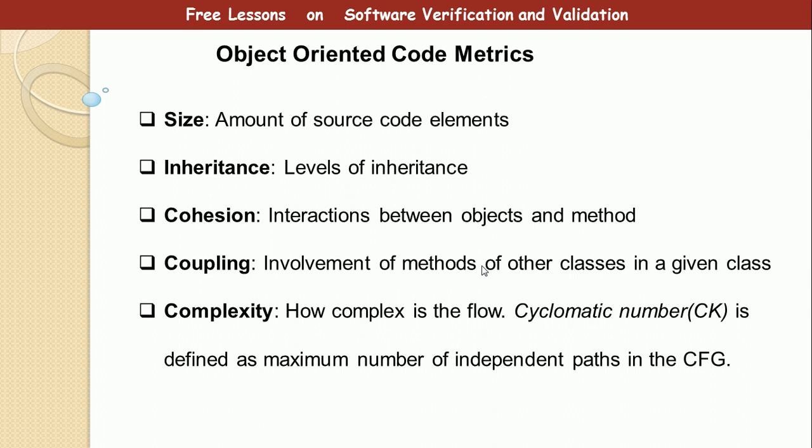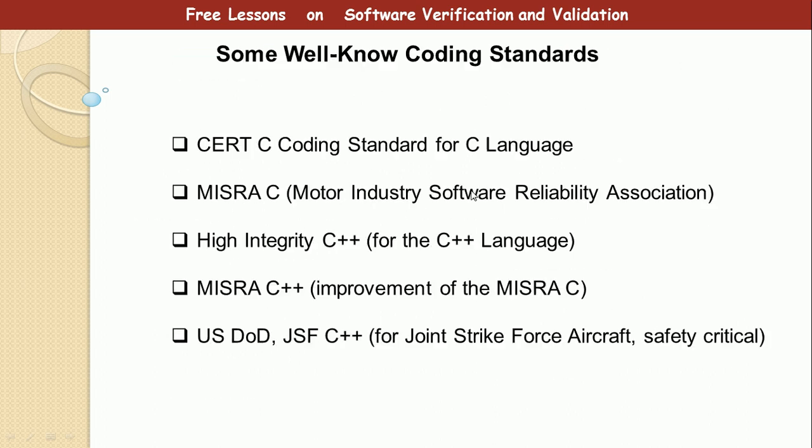Now we have some other metrics that apply to the object-oriented programming paradigm. Of course, you know this is the programming paradigm that is in use at this point, in Java, in C++, and many other fourth generation and third generation languages. Some of the object-oriented code metrics include inheritance: the number of levels of inheritance in the classes within the program code being verified.